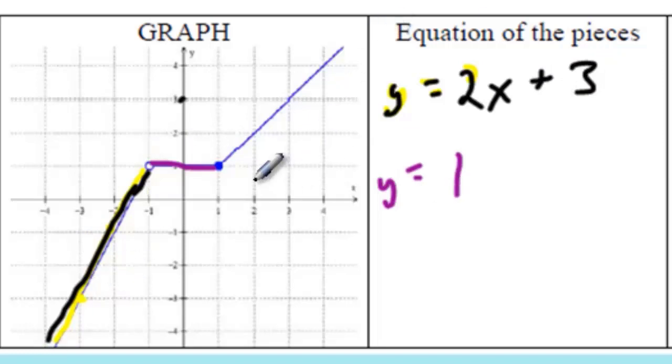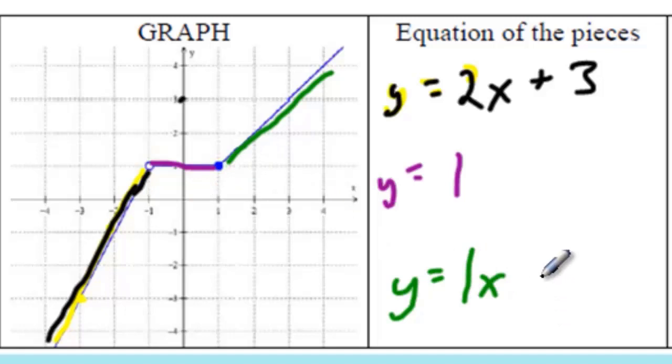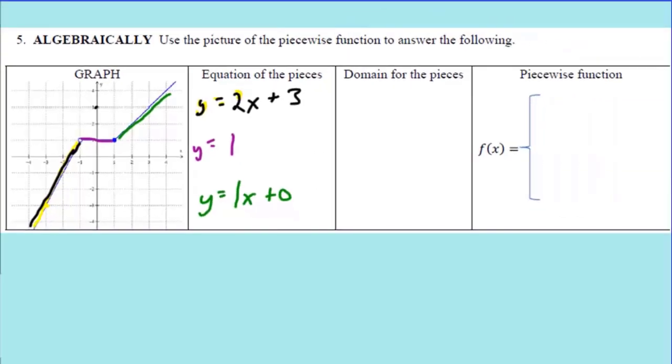And then let's do a green part here. What is the equation of this line? So again, find the slope of that line. It's up 1 over 1, so it's 1x. What would its y-intercept be? It'd be 0. So you put plus 0, or I don't write anything. If it's plus 0, I don't need to write it.